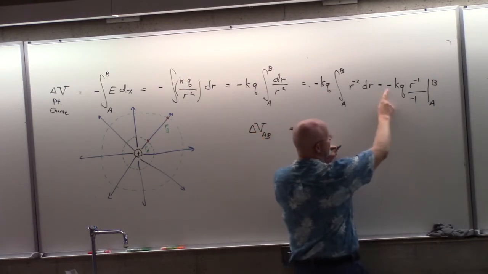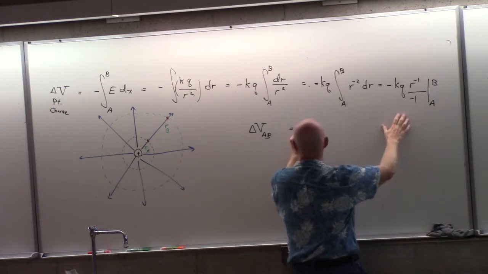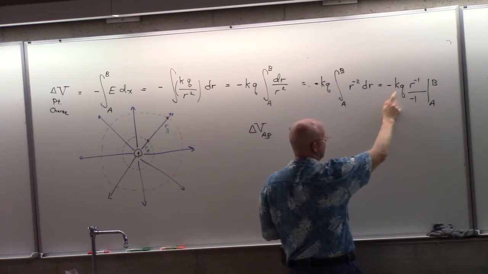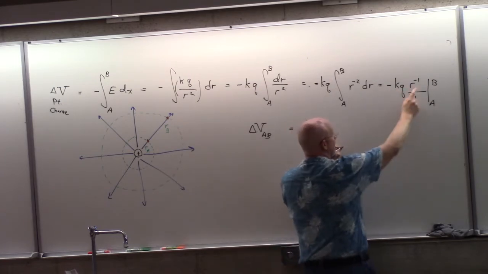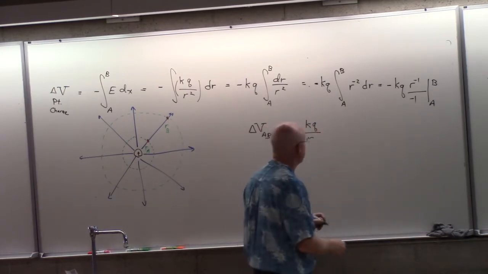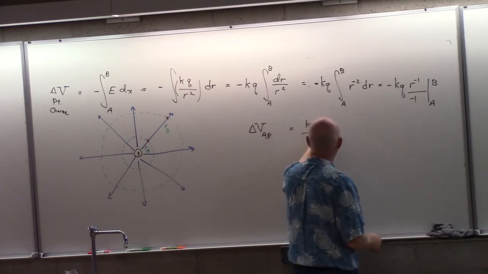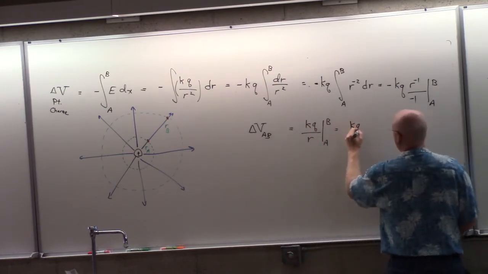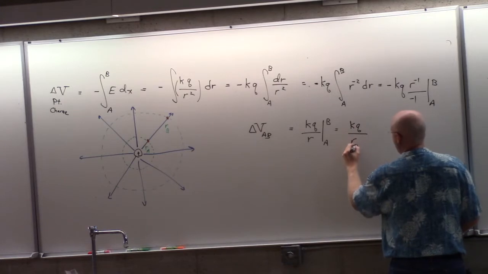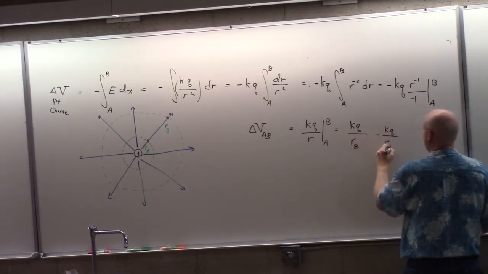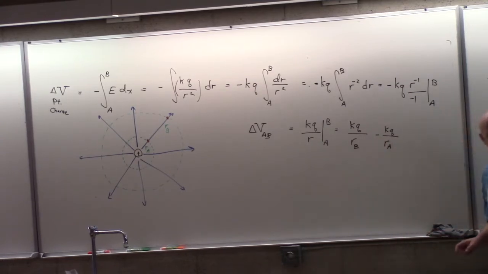And it looks like the two negatives cancel off. Okay, that's good. I have my K and my Q. Why don't I bring the R downstairs so I don't have the negative exponent? And then I'll go from A to B. And so then I'll have KQ over R at B minus KQ over R at A. And good. That's what I was looking for here.